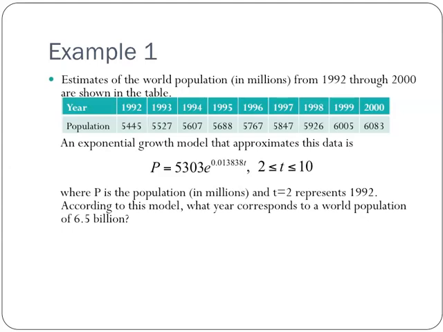So 6.5 billion, we want to write that in millions. So in millions, that's 6,500 million. So let's replace P with 6,500. We're trying to find out the amount of time it takes, or what year corresponds to that population. So now we can go about solving for t.